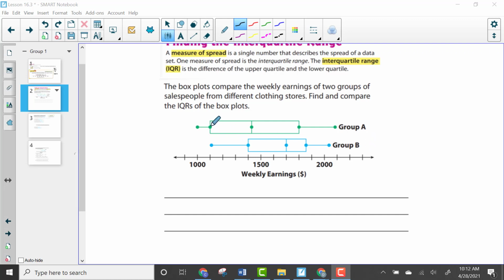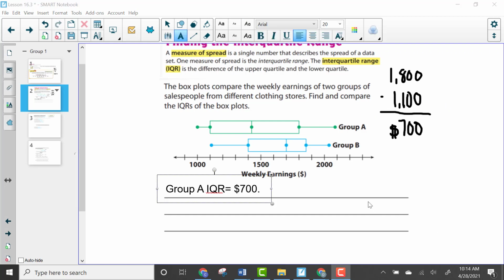So for the first one, we can see that for group A, this number represents $1,100. So that's the lower quartile. And then for group A, the upper quartile we can see represents $1,800. So what we do is we take those two values and we subtract them. We find the difference. Okay, so we can see $700 for group A is the IQR. Now let's look at group B. We can see that the lower quartile for group B is $1,400.